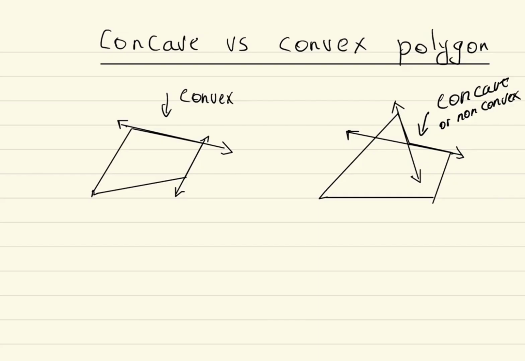So the main idea is to use that concept of drawing straight lines across each line segment of the polygon. And if it crosses the inside, it's considered concave or non-convex. If it never crosses the inside of the polygon or the shape, it's considered convex. Okay, I hope that's clear and that's helpful.